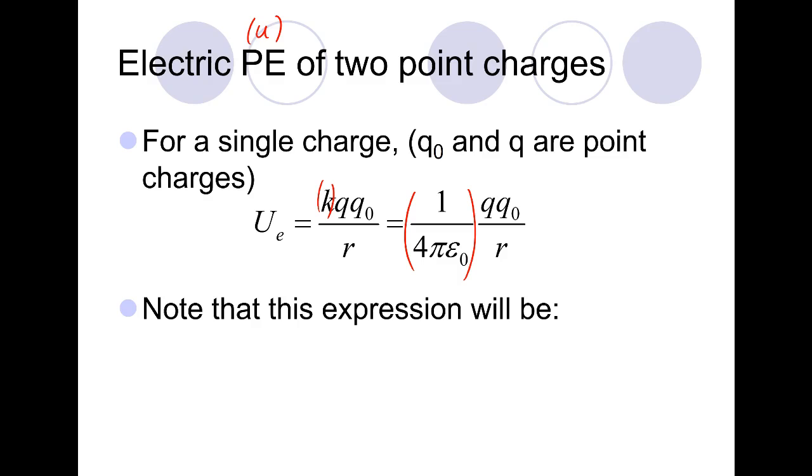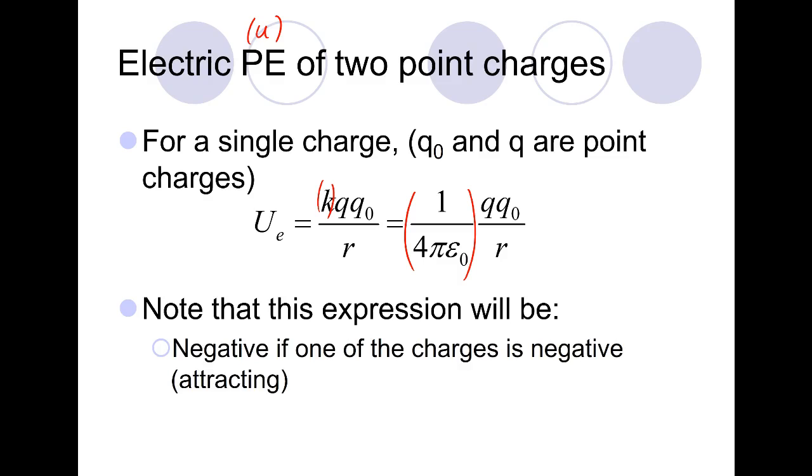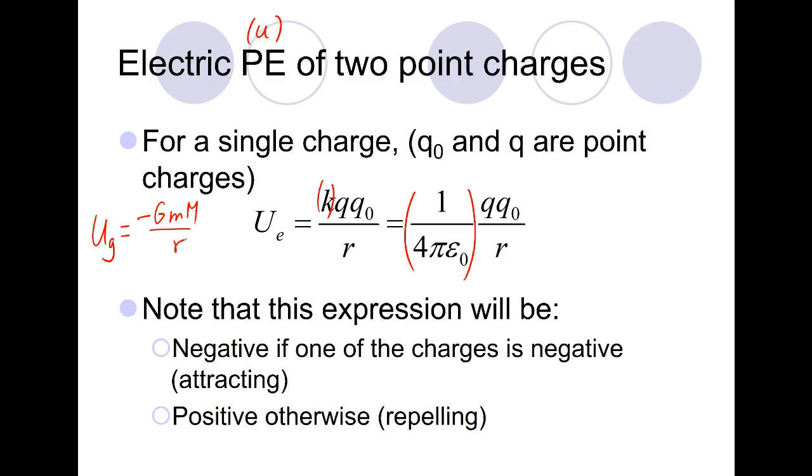So for this expression for potential energy, let's think about the sign. If one of the charges is negative, then we're going to have negative potential energy, and that's exactly what we had with gravity. Gravity just happened to be always negative, so negative G m1 m2 over R, because the force was always attractive. But electric potential energy is negative if one of the two charges is negative, and it's going to be positive if the two charges are either both positive or both negative.